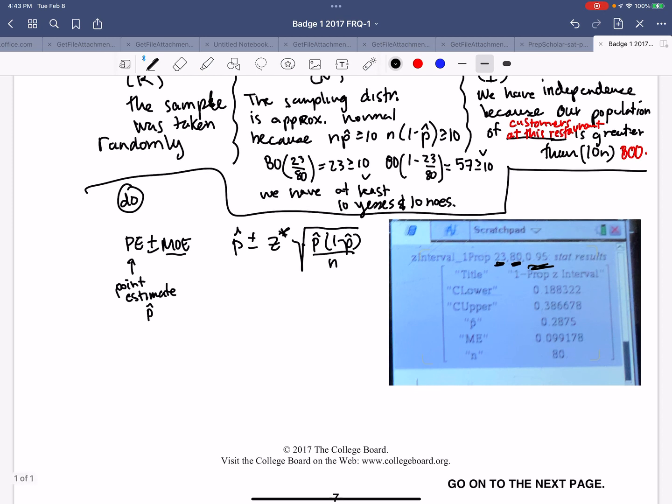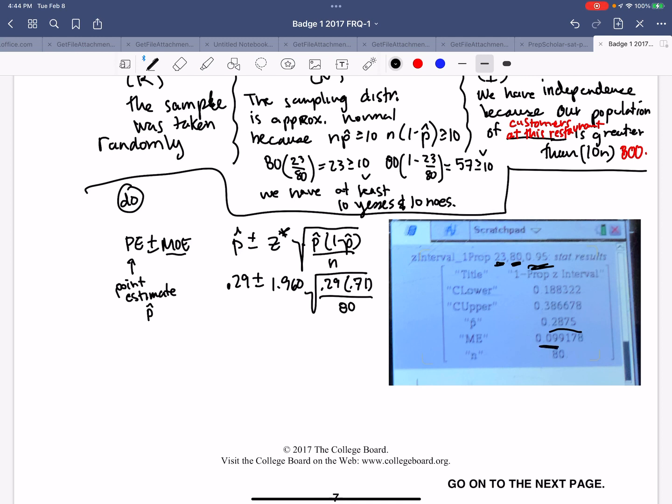So it says my p-hat is 0.29. My z-star, I look in my table. That does not come from my calculator. My p-hat is still 0.29. 1 minus 0.29 is 0.71 over n. We plug in 80. Okay?